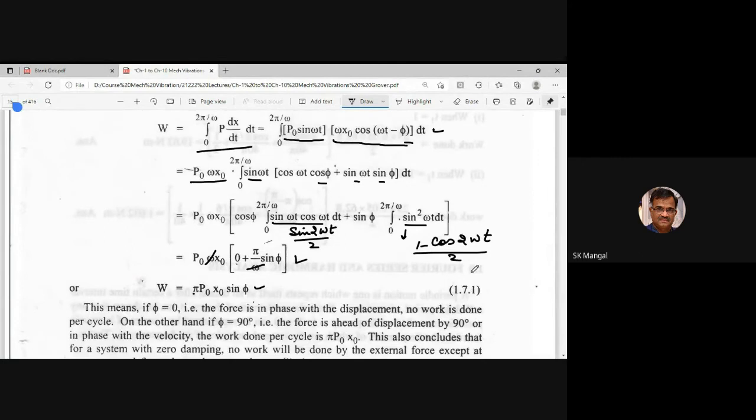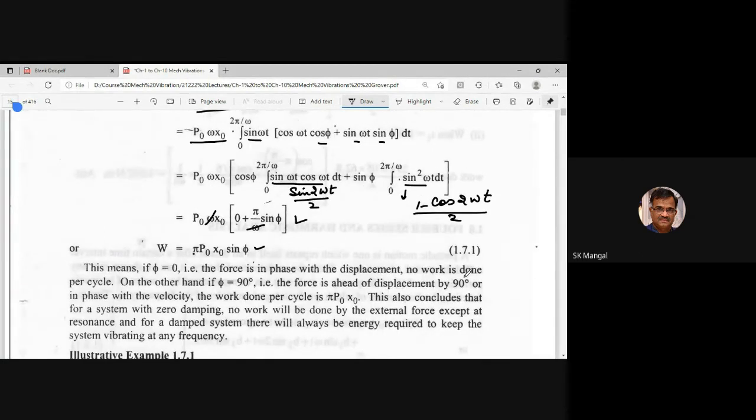Now I will conclude this equation in a very interesting manner. If phi is equal to 0, it means when the force is in phase with the displacement, then no work is done per cycle.